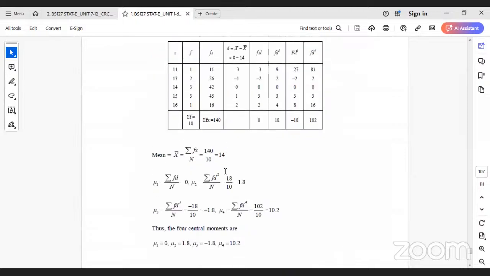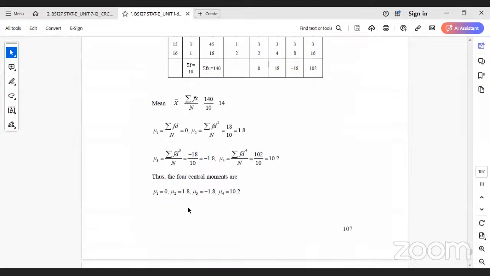సమ్మేషన్ ఆఫ్ fx is 140 by 10, టోటల్ 10. ఎందుకు 10 తీసుకున్నాం చెప్తారా? అంటే ఫ్రీక్వెన్సీ మొత్తం అన్ని యాడ్ చేస్తే అది 10, టోటల్ ఫ్రీక్వెన్సీ 10 కాబట్టి 140 by 10 is equal to 14. సమ్మేషన్ ఆఫ్ fd టోటల్ -3 + 2 + 3, 0 కాబట్టి 0. fd square 18 by 10 అంటే 1.8. fd cube -18 by 10 అంటే -1.8, fd 4 అంటే 102 by 10.